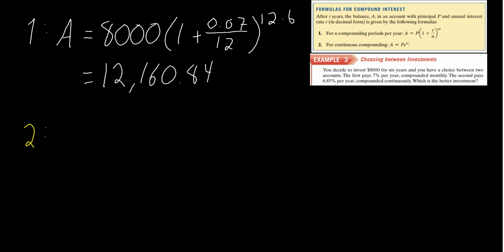The amount is equal to my principal again, which is 8,000, P, and then e. Remember, e is not a variable; it is a number. So we're just going to keep that there. My rate is 0.0685, and then again times 6. So putting this into the calculator, we have $8,000 times e raised to the 0.0685.